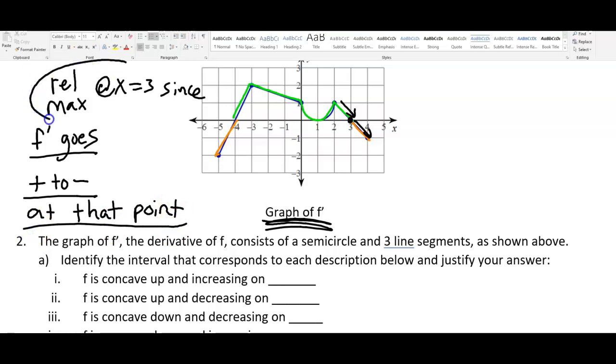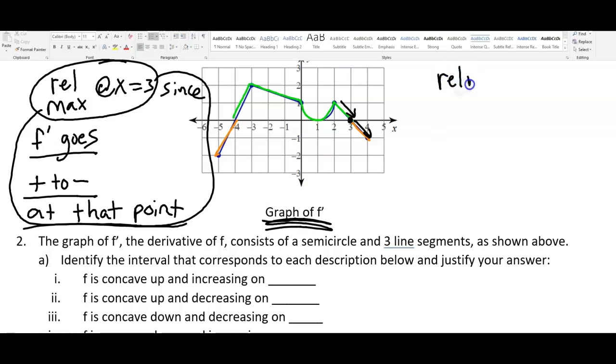Here's your answer. That's one point. Explanation, other point. All right. They also want the relative mins. We said that relative mins happen whenever f prime goes from negative to positive. Now, where does that happen?